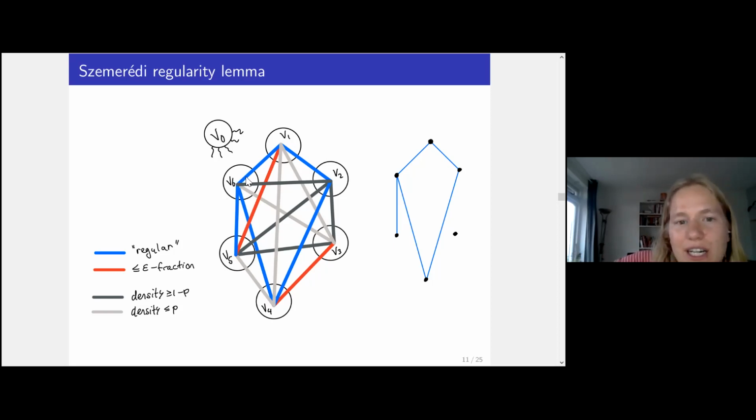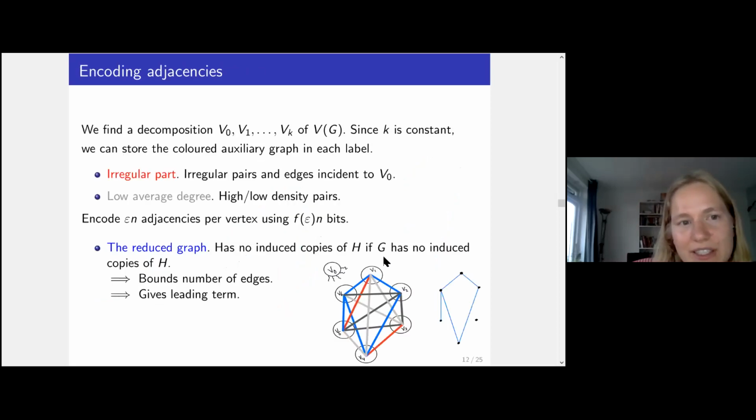So given these parts, we can look at this reduced graph, and then there's a lot of Szemerédi's regularity lemma, which is very well studied, and there's a lot of connections known as well with hereditary graph classes, and we can start applying that machinery to get their leading term from there. So I've repeated it a bit in text here.